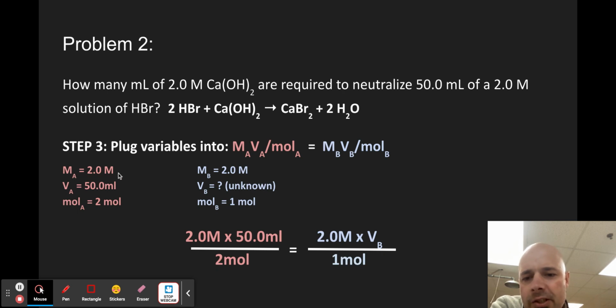So, of course, you just take them straight from your inventory, right? 2.0 molar times 50 milliliters for your acid divided by 2 moles of acid equals 2.0 molar of the base right here. Volume's the unknown, so I'm putting VB. You can put VB or X in there, whatever you want. And of course, it's 1 mole because the coefficient in front of the base is 1.